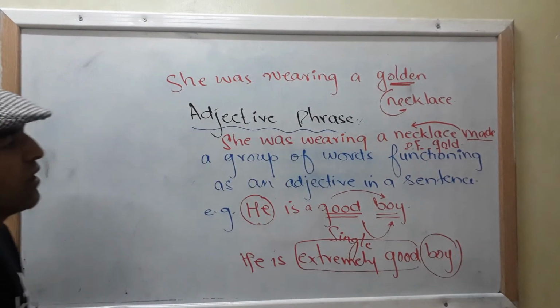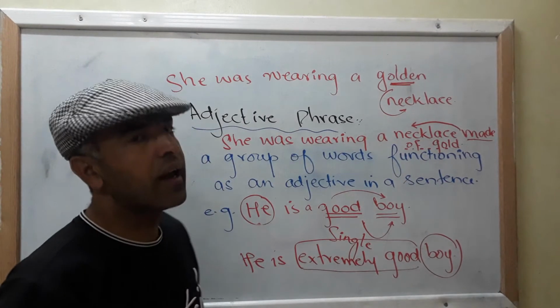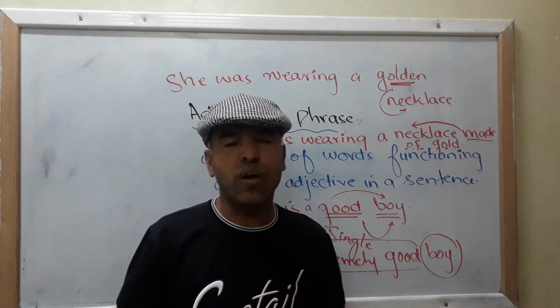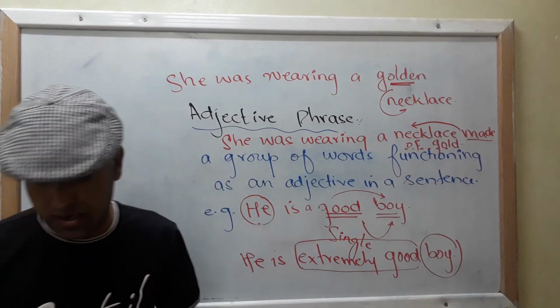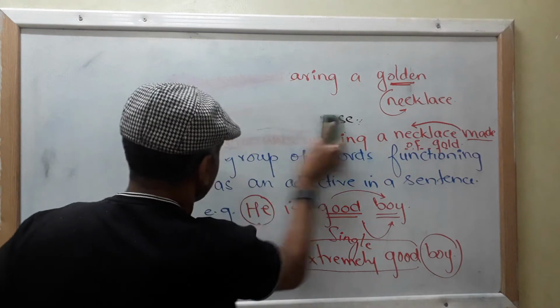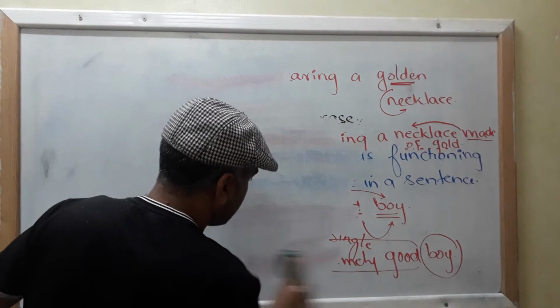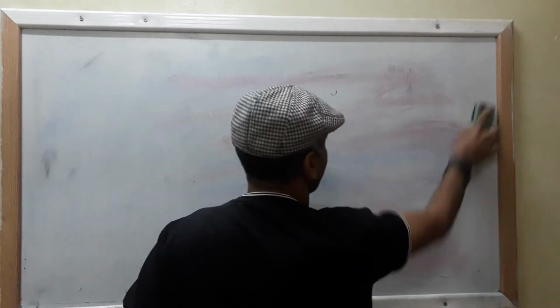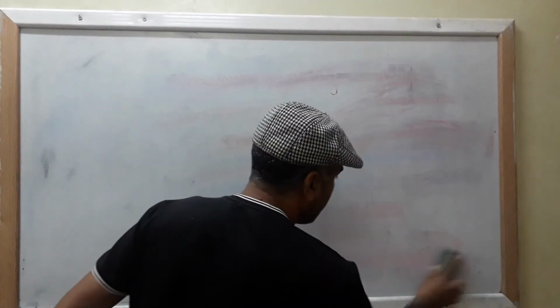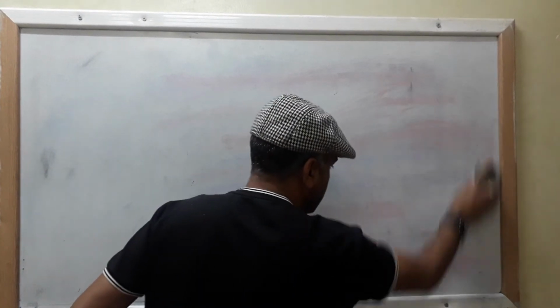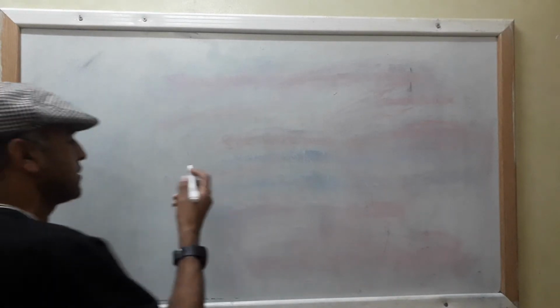Now I'm going to tell you that an adjective phrase can appear in the following positions in a sentence. Your adjective phrase can come at the beginning of the sentence. Your adjective phrase can come in the middle of the sentence. Your adjective phrase can come at the end of the sentence. Let me give you an example of the start of the sentence.